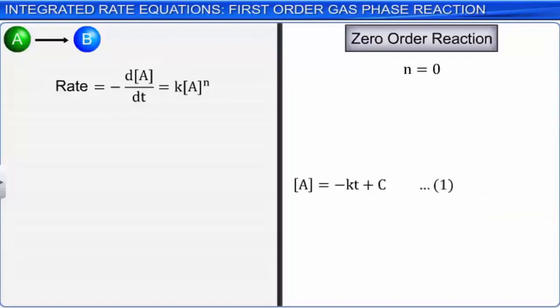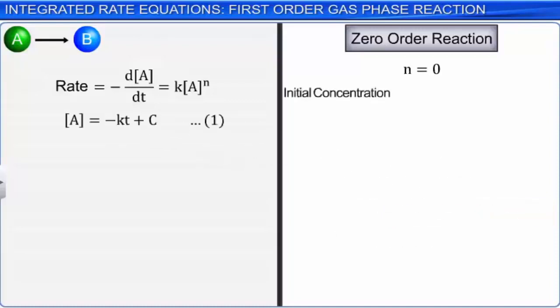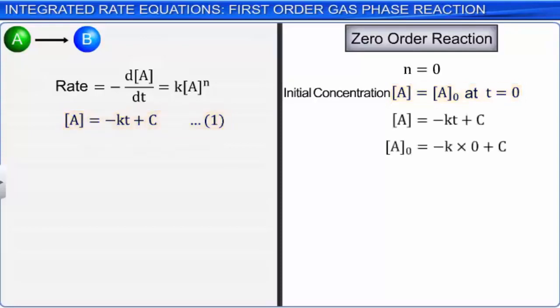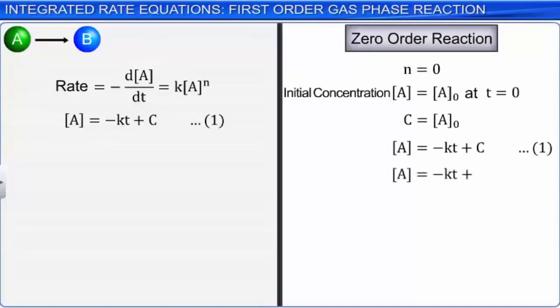Let the initial concentration of reactant A be A naught at time t is equal to 0. Substituting the value of A naught at time t is equal to 0 in equation 1, we get C is equal to A naught. Substituting this value of C in equation 1, we get concentration of A is equal to minus K into t plus concentration of A naught. Let this be equation 2.